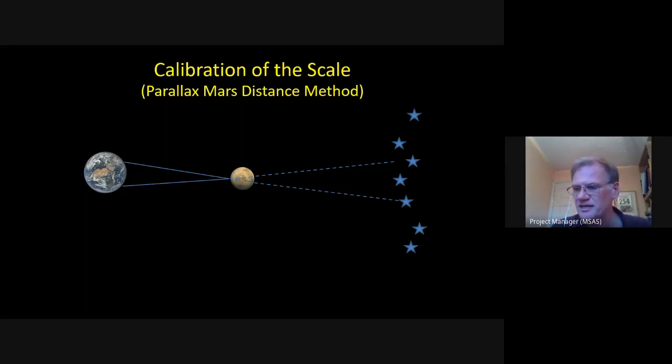Flamsteed did pretty much the same thing, except instead of going from one place to another on the Earth, he stayed in the same place and allowed the motion of the Earth to change his vantage point to get the two different angles. When they did that, he got the distance from the Earth to the Sun to be 87 million miles, and we now know it to be 93 million miles. So again, a very good result. So now we have a scale for the solar system.